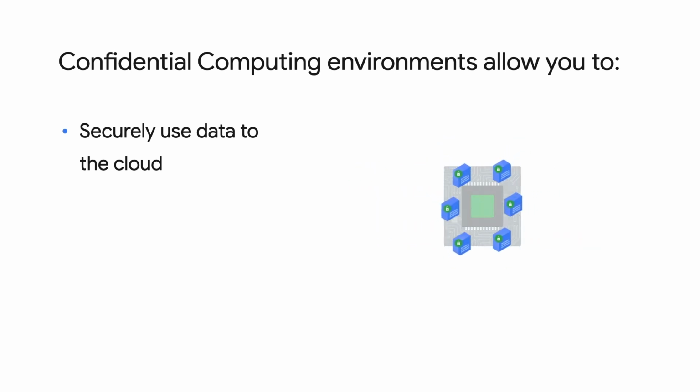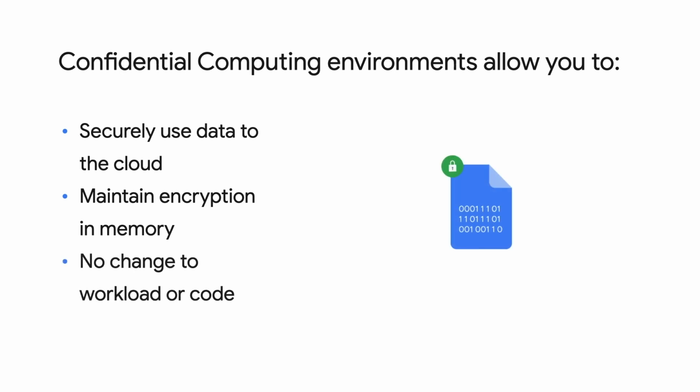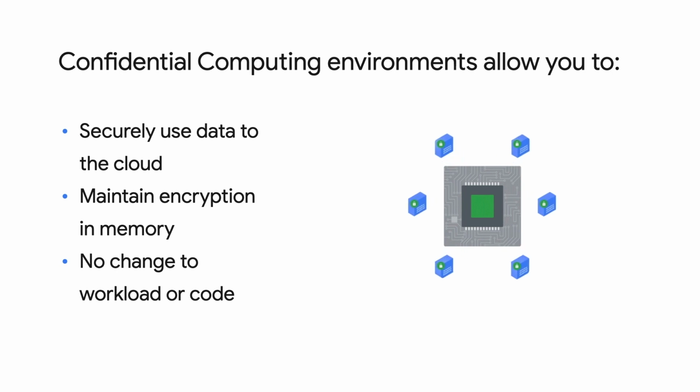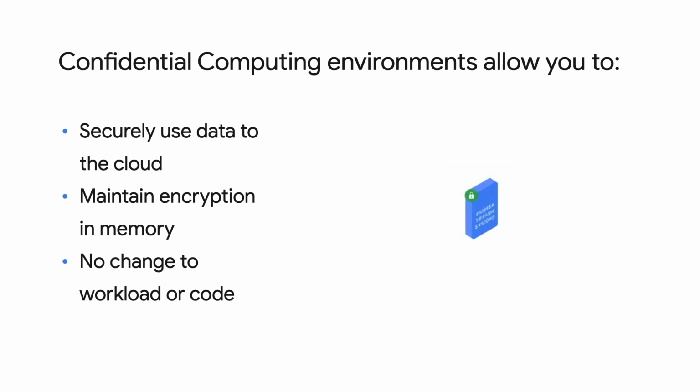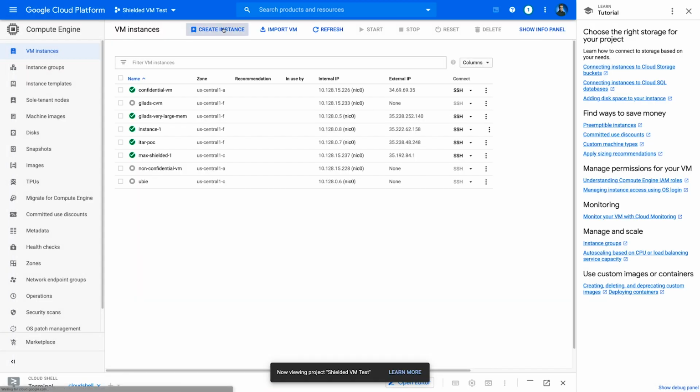Confidential computing environments can now enable encrypted data to be processed in memory without exposing it to the rest of the system. And this can be done without the need to make any changes in your workload or code. Let's take a look at the product by making a new confidential computing VM, which contains a shielded VM to perform the computation. Inside Compute Engine, create a new VM instance.